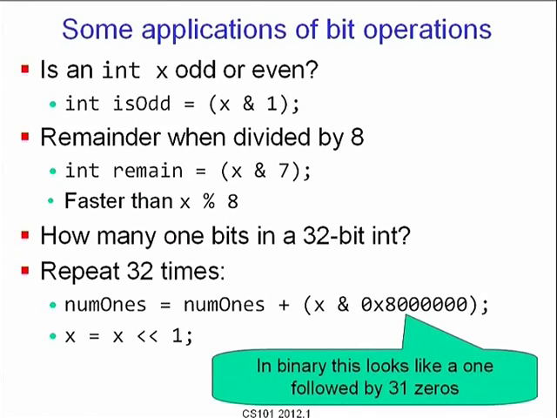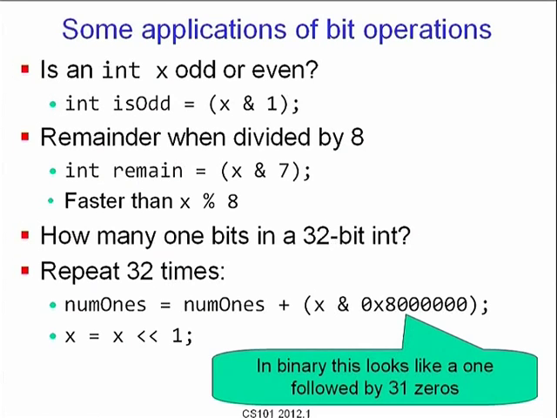So the next example is a little more involved. Suppose you want to count the number of 1 bits in a 32 bit integer. How do you do that? Well, checking if a number is odd or even amounts to checking the least significant bit. And we also know how to shift numbers. So given these two, we should be able to do it.